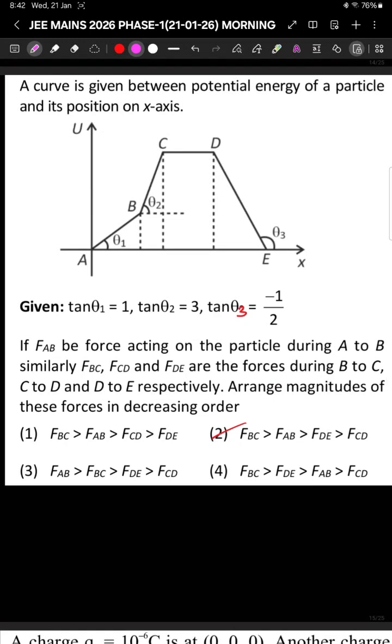Here a potential energy and position curve is given and you are asked to find forces. For the AB part, what is the force? For the BC part, what is the force magnitude? So everywhere you are asked for force. Whenever a potential energy displacement graph is given and you are asked for force, we know from the definition of conservative force that F equal to minus dU by dx. But you are asked to find only the magnitude of force, so take only the magnitude. dU by dx means y-axis by x-axis, nothing but the slope.